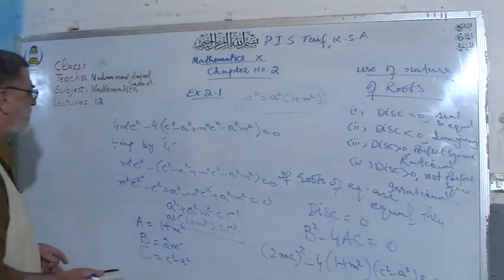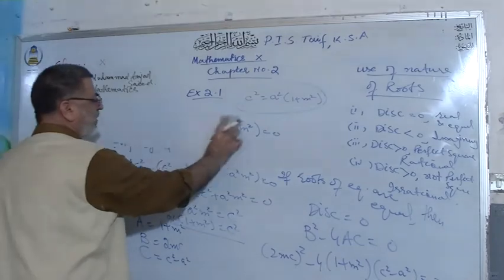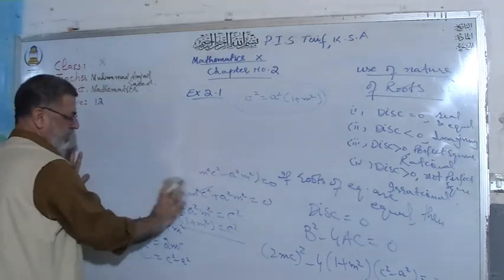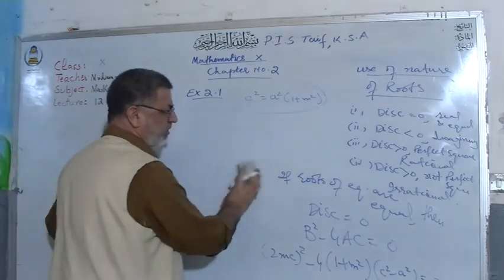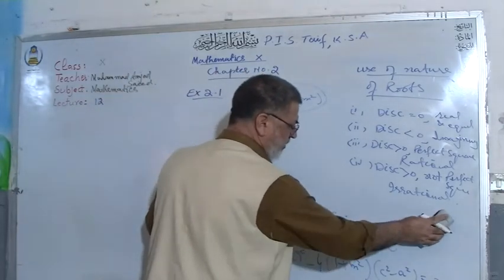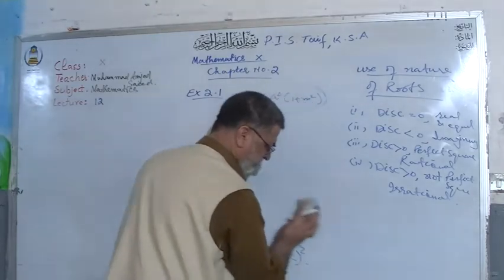That was very easy. Simply the use of the rule that if the roots are equal, this must be equal to 0. We have applied that rule. Rule number 1.